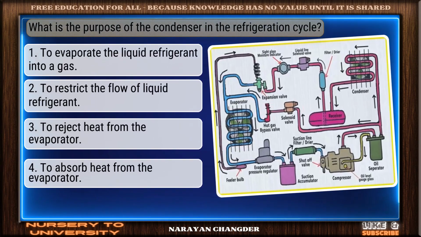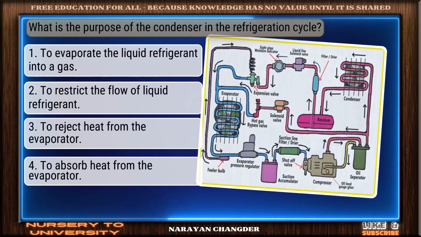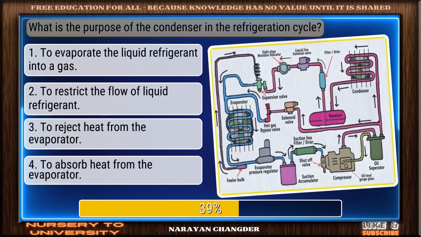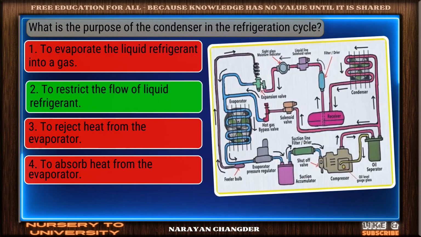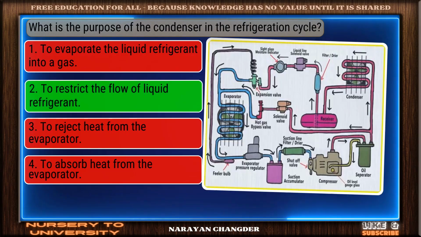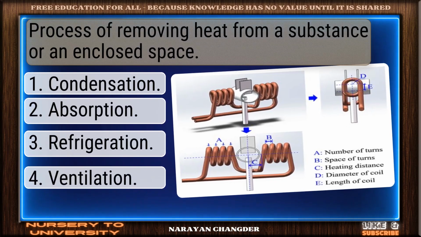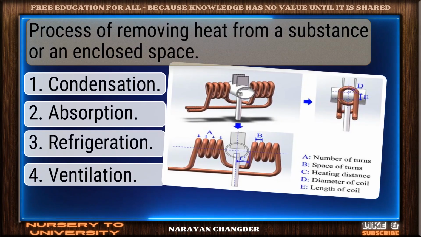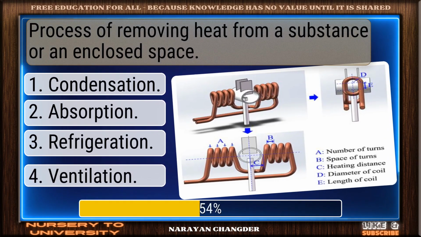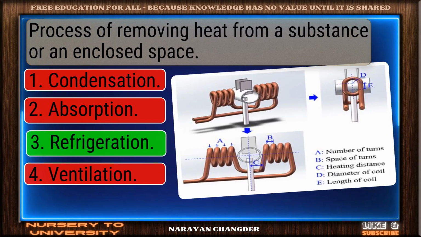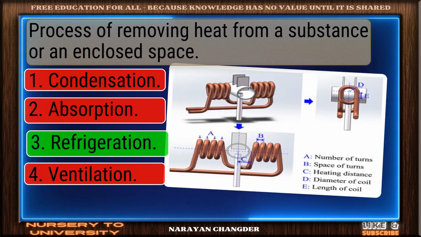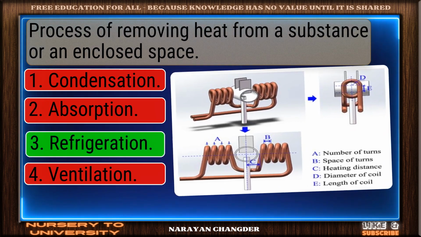What is the purpose of the condenser in the refrigeration cycle? Solid response. To restrict the flow of liquid refrigerant is a valid choice. Process of removing heat from a substance or an enclosed space. Excellent. Refrigeration is a brilliant choice.